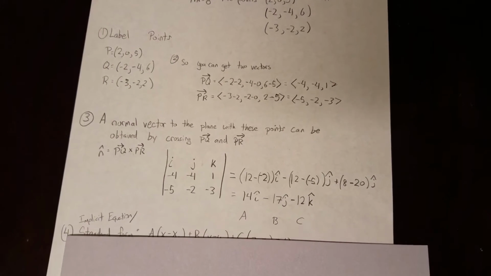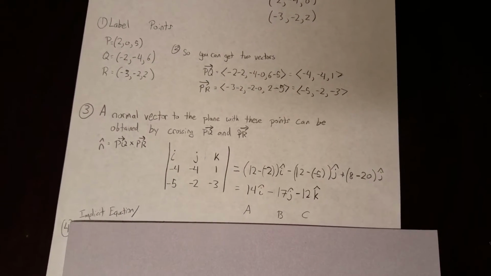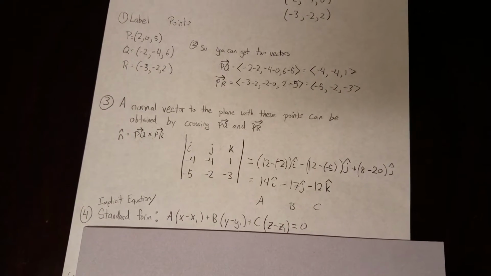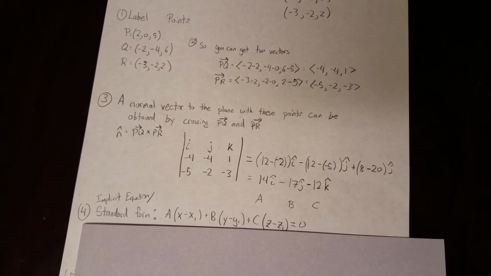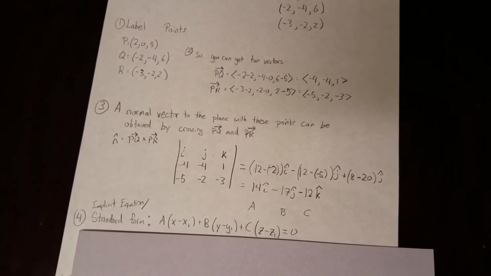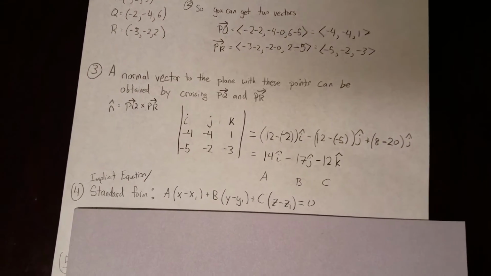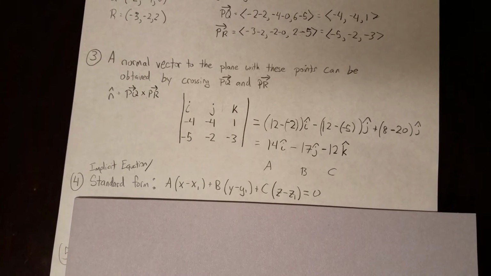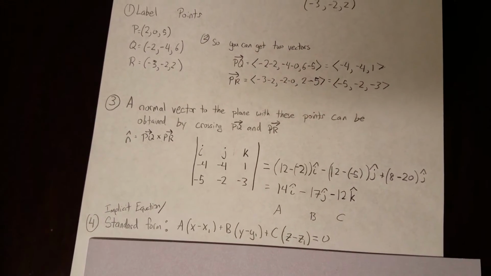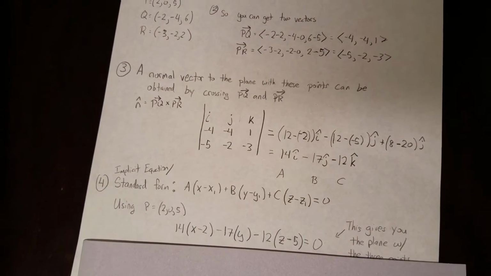And I like to label them here with just A, B, C, because of the way I like to remember the implicit equation for the plane, which is the same thing as standard form: A(x minus x1), B(y minus y1), C(z minus z1). You set that all equal to 0, very important, don't forget that. And for x1, y1, z1, you could just pick a point. So I'm going to pick point P, which is (2, 0, 5).